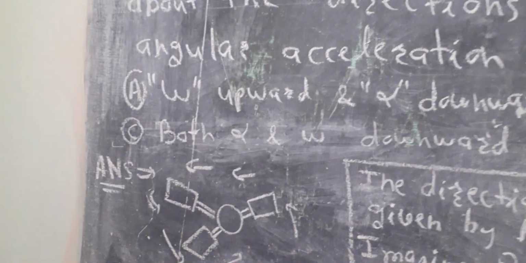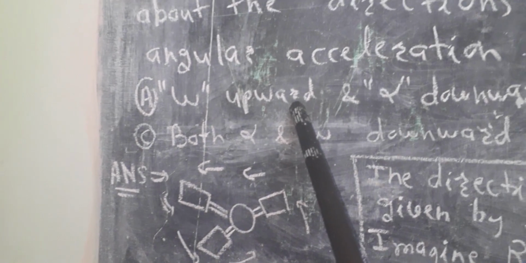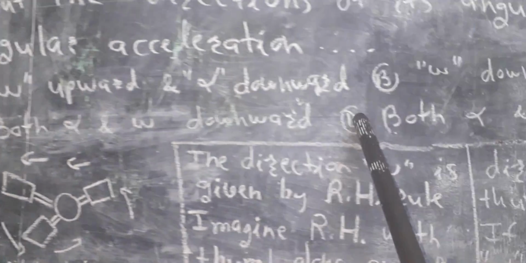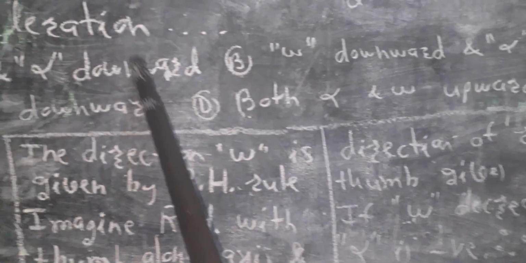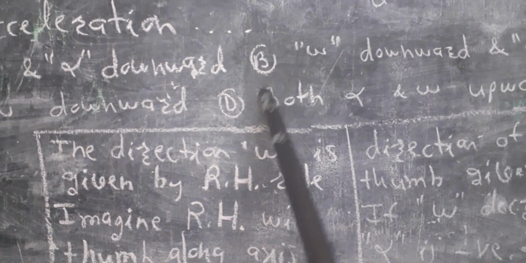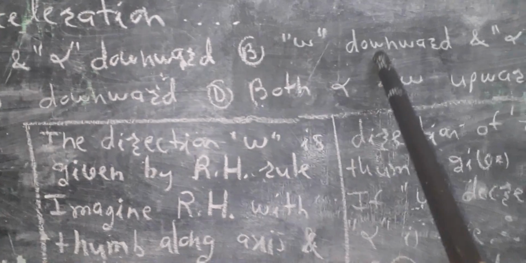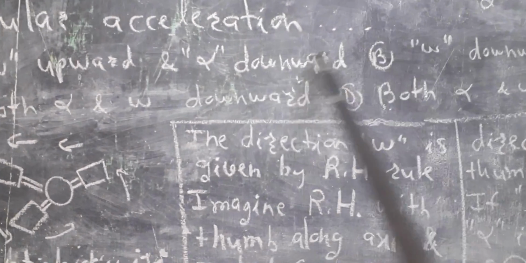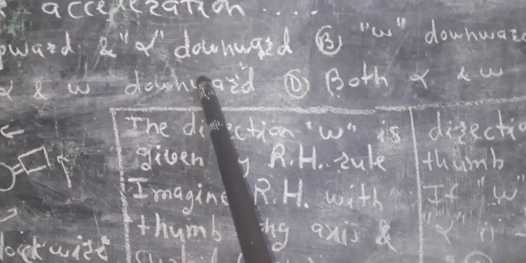So omega moving in upward direction is not the correct answer. So A is not correct. Similarly D, both alpha and omega upward direction, that means both are wrong. So we know the direction of omega is exactly downward. So B, omega downward direction, and here C, alpha and omega both are directed downward. Now out of these two, B and C, we want to find out which is the correct answer.